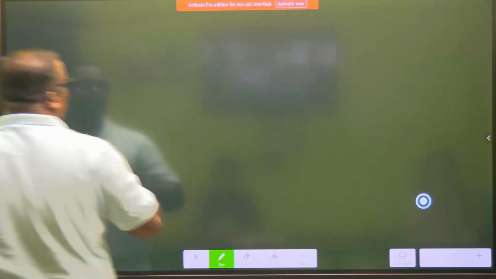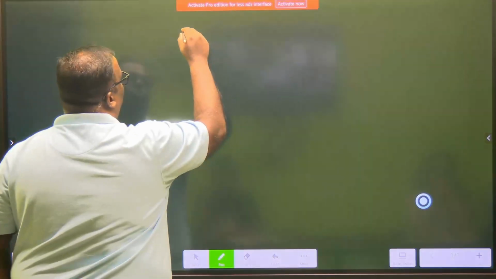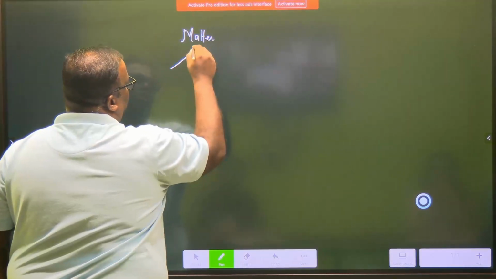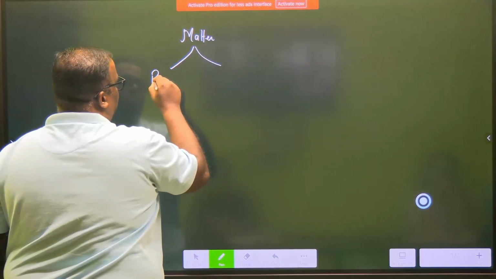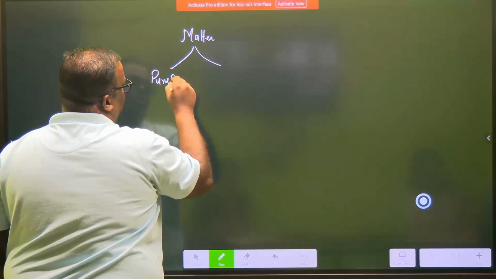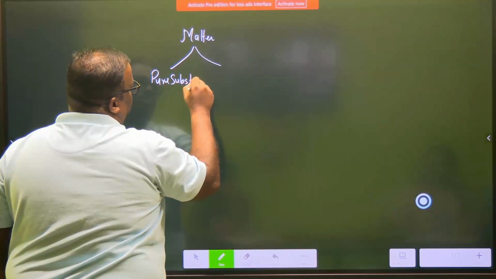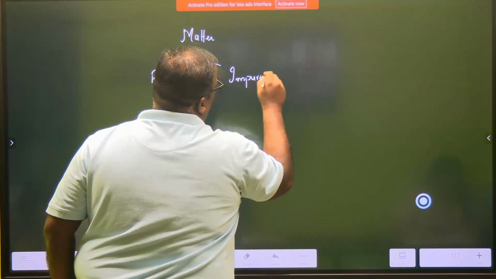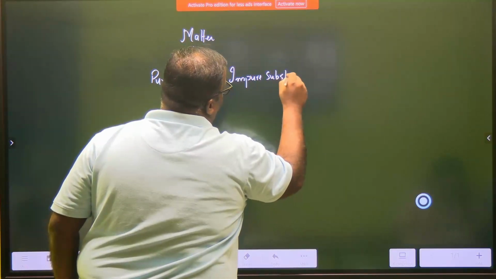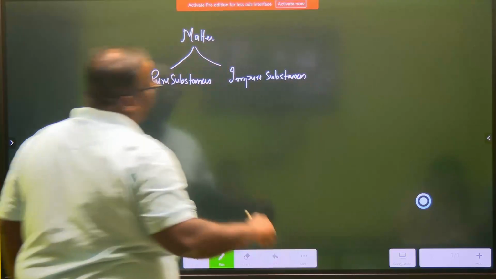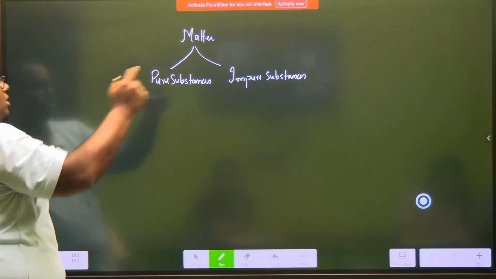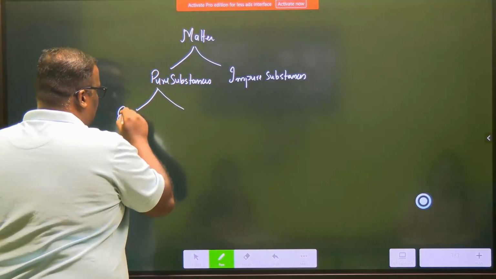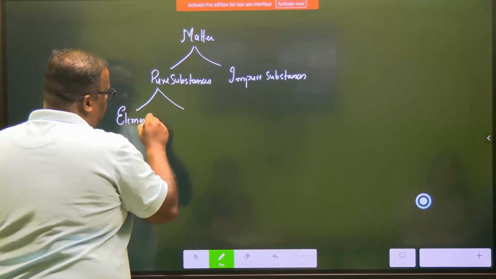So we go back to our same chart and what we were discussing last class, that matter can be divided under two heads. One is pure substances, and impure substances. Children, this chapter will be very much focusing more on the impure substances. Pure has two forms, elements and compounds.